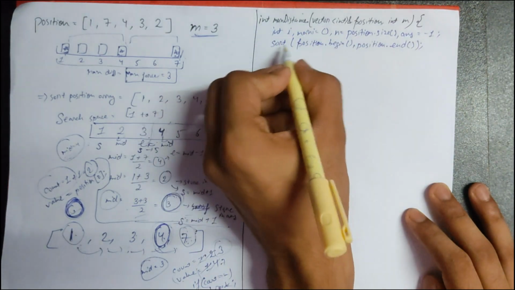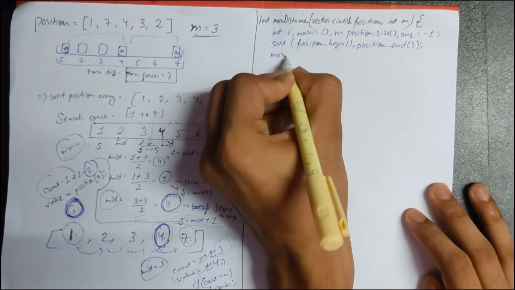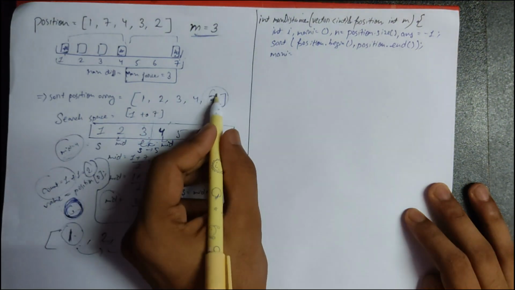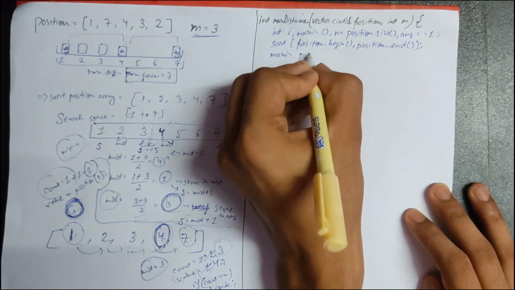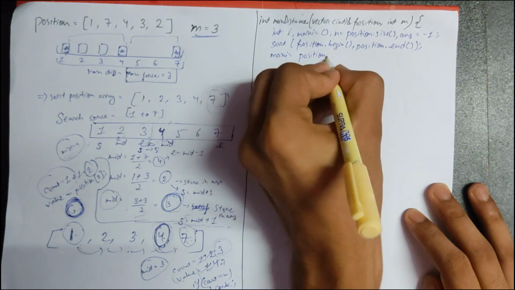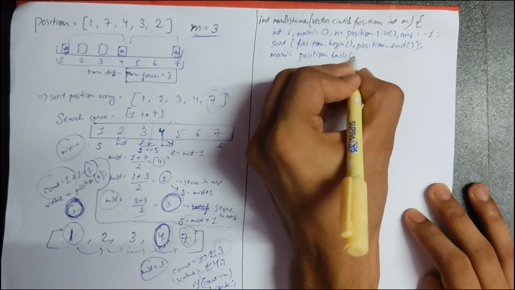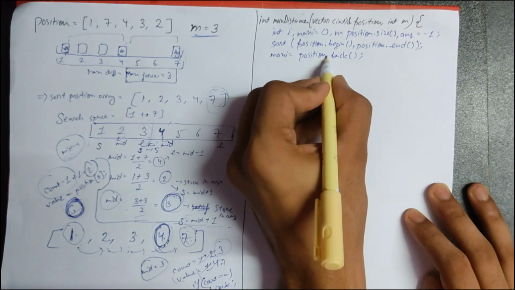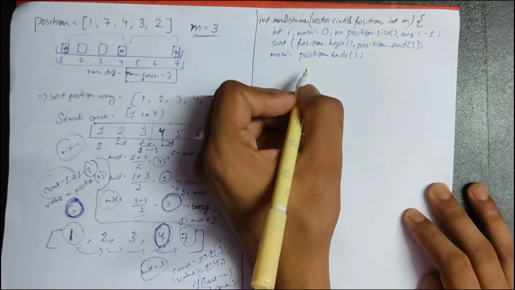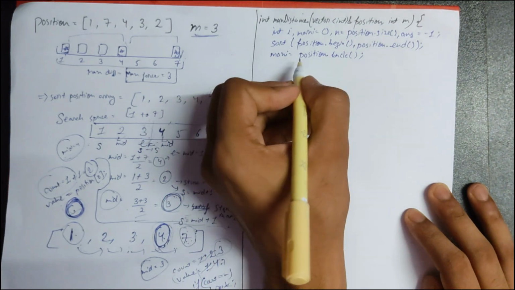After this, we have to find the maximum value, and the maximum value will be at the last index as we sorted the array. So maxi will be position dot back. Let's use the back function to get the last index. The back function will give the value at the last index of the array. And now we will run the binary search.